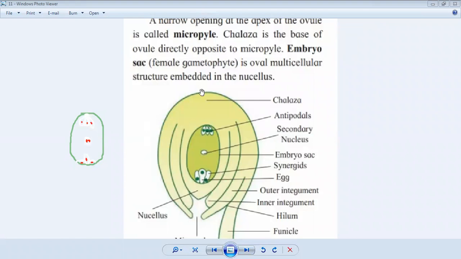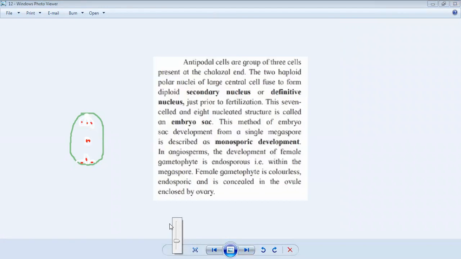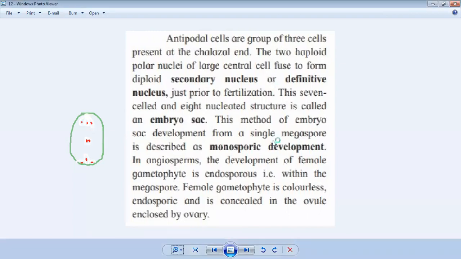So the 7-celled 8 nucleate structure is there in case of the embryo sac. Okay, so the 7 cells are clear to you now. Now the part of the embryo sac, this is the method. This method of embryo sac development from the single megaspore is described as monosporic development. Okay, meaning the embryo sac develops from a single megaspore, therefore it is called monosporic development.